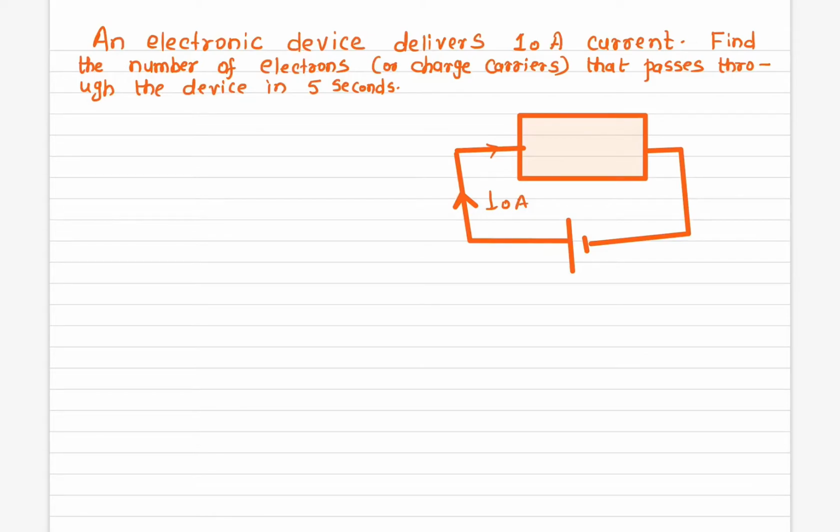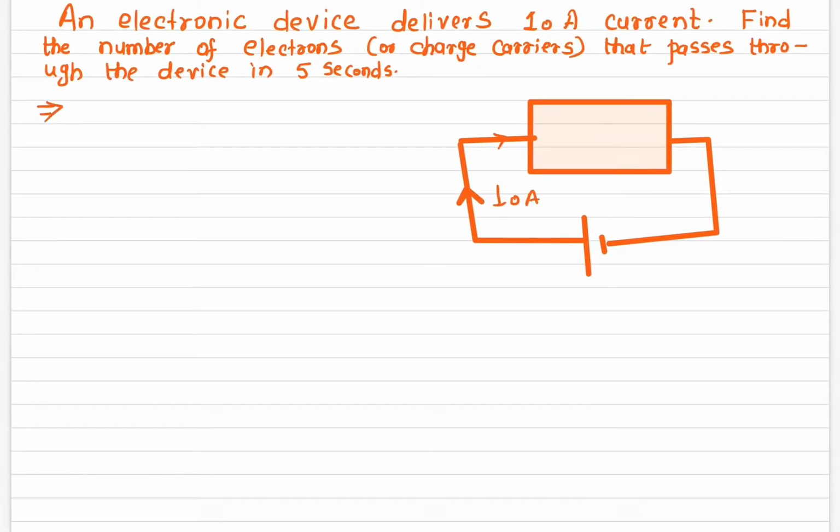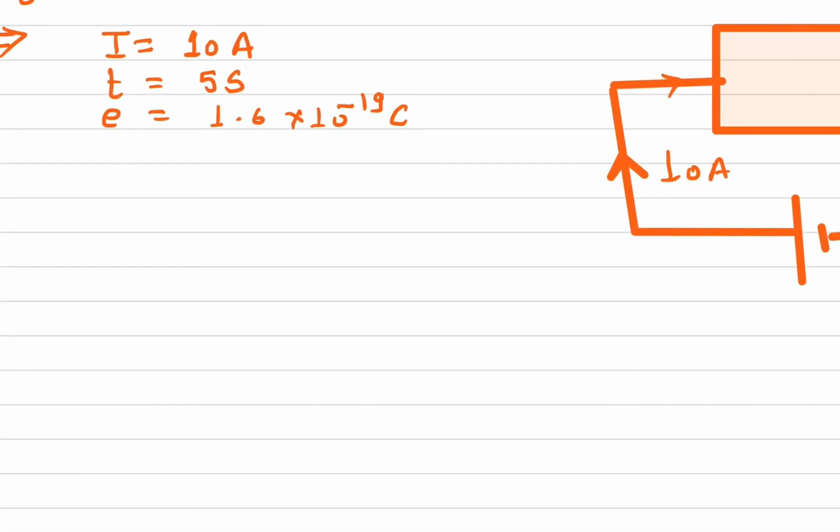Okay, how do we do that? How do we find it out? Let's do this one. So information we have is the current, which is 10 ampere, and the time is given, that is 5 seconds. And here we assume that the charge carriers are electrons. We know the magnitude of the charge of the electron, that is e is 1.6 times 10 to the minus 19 coulomb. Here I'm just talking about the magnitude, not the sign.